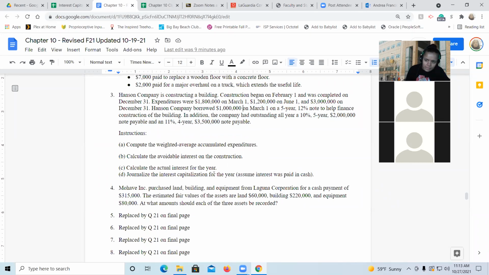So the instructions are basically just asking you four things, which I will calculate with you in a minute here on the document. It's prompting every step, but I just want to warn you that sometimes the way these questions are written under the instructions, it will just say: journalize the interest capitalization for the year. It won't take you through every step. So you basically have to know the steps to follow to get to this, which is essentially the final step in the calculation. All right. So let's begin.